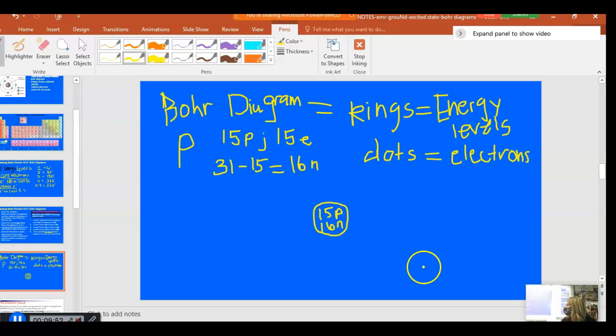Now, I have to represent my 15 electrons on rings. So my first ring is my first energy level. And how many electrons fit on that first ring?